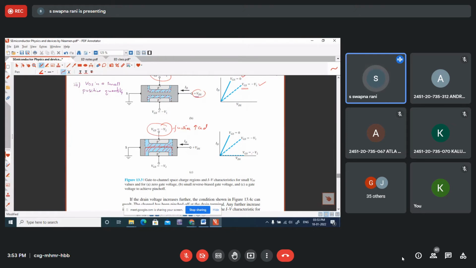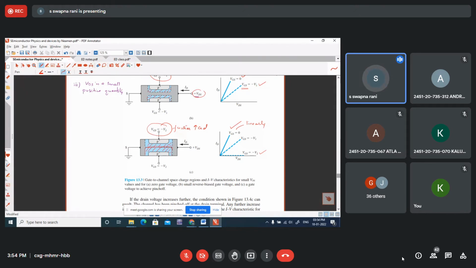If you observe, this is the first curve where the current increases linearly. And when you start giving some negative voltage on the gate, the slope of the characteristic curve is going to decrease. That is, the rate of flow of the charge carriers decreases. And when you give a more negative voltage, at one particular negative voltage, both the depletion regions will come in contact, and there will not be any path from source to drain.